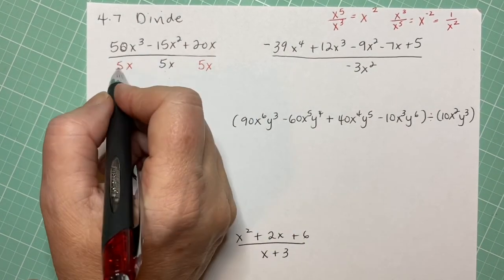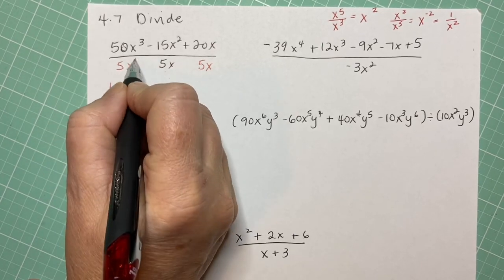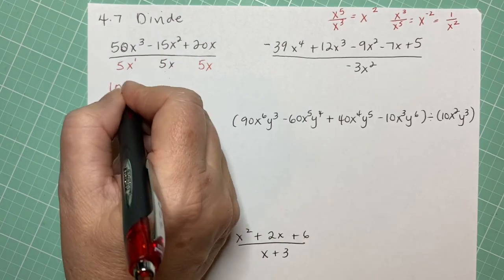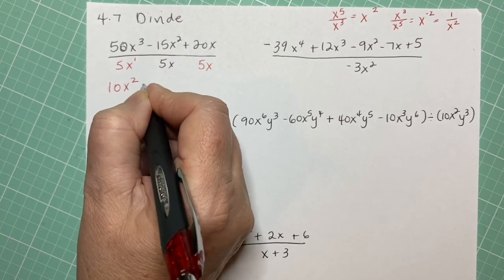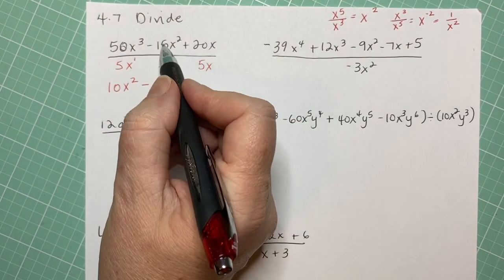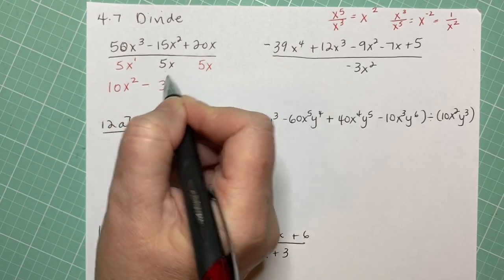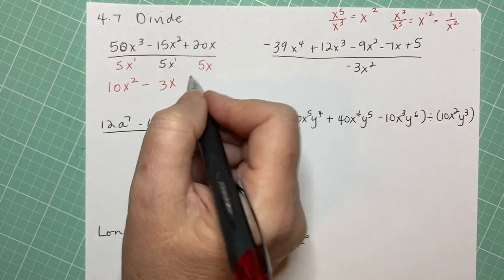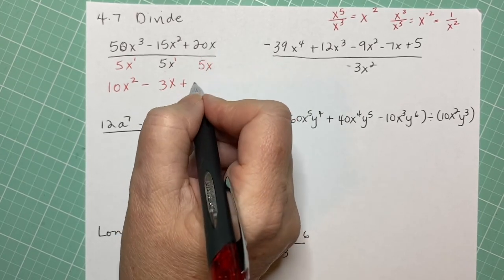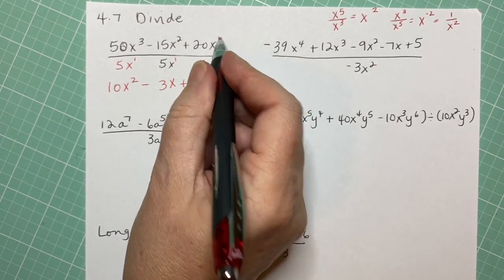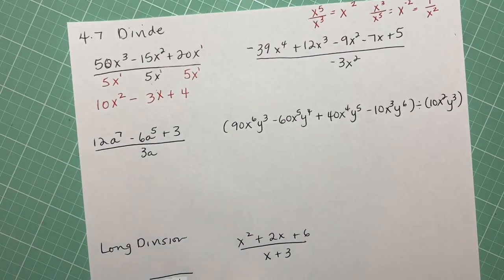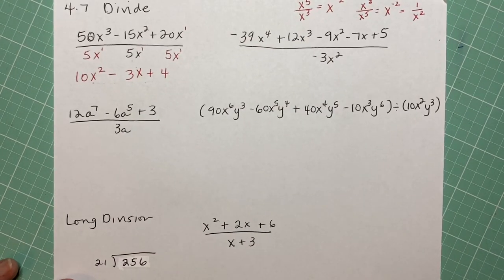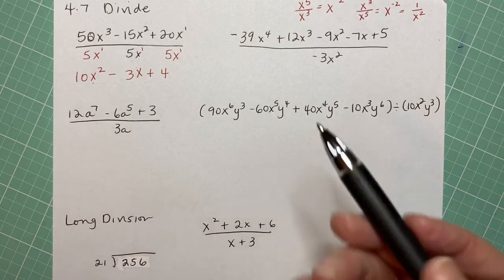So I say 50 divided by 5 is 10. This is like a 1. x to the third divided by x to the first, 3 minus 1 is x squared. Then a minus. 15 divided by 5 is 3. 2 minus 1 just leaves 1x. And then 20 divided by 5 is 4. And you see 1 minus 1 would leave 0 x's. So that's just our answer. So we divide the numbers, subtract the exponents.